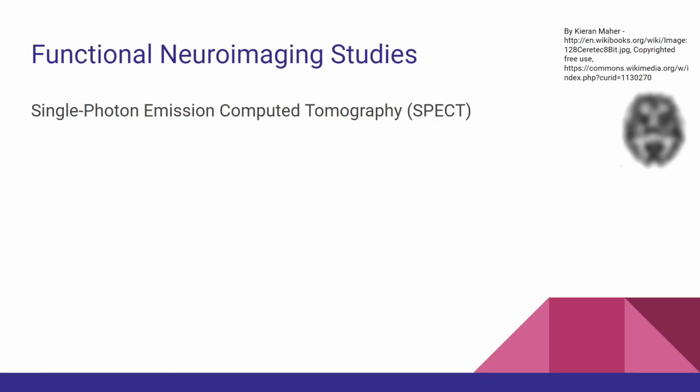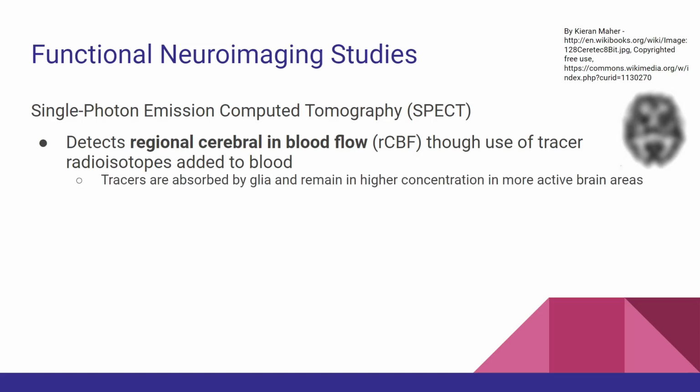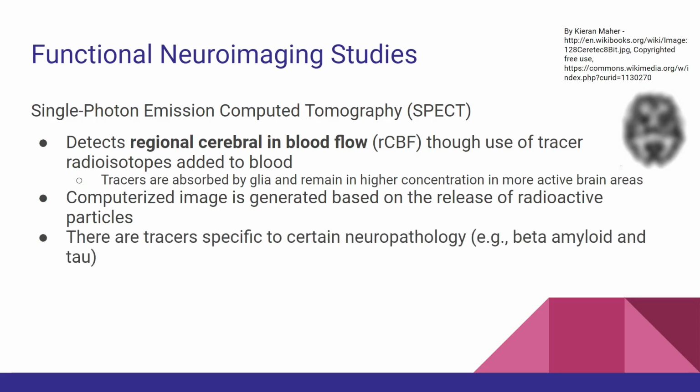So the first functional imaging study that we're going to discuss is single photon emission computed tomography, or SPECT imaging. And this detects regional cerebral blood flow through the use of tracer radioisotopes added to blood. So these tracers are absorbed by glia and remain in higher concentration in more active brain areas. A computerized image is generated based off of the release of these radioactive particles. And certain tracers are specific to certain neuropathologies, including things like beta amyloid and tau pathology.